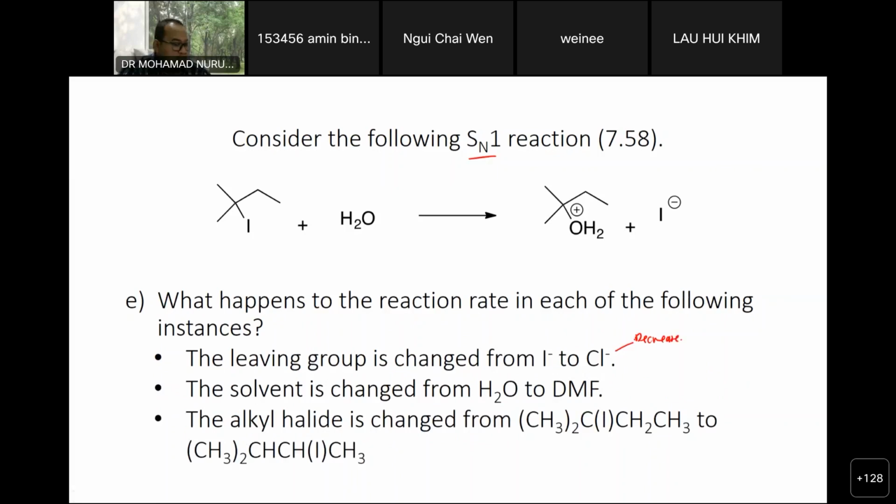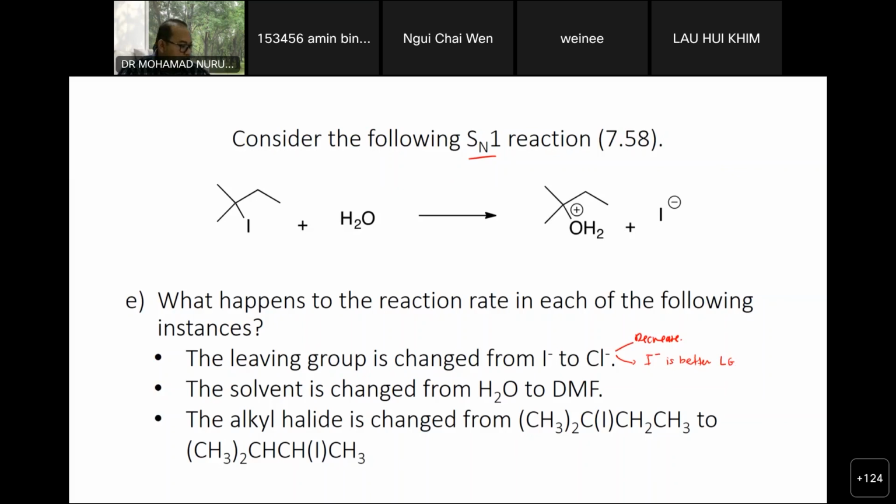Why? Anybody can answer why? Okay, this is because iodine is a better leaving group compared to chlorine. You can answer like that. Chlorine is a poor leaving group. Yes, you can answer like that.